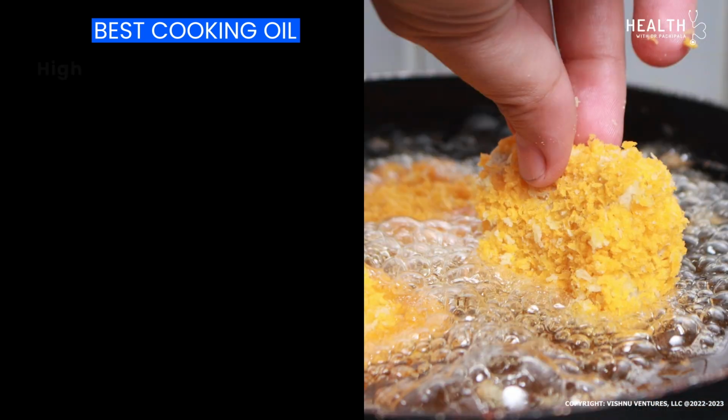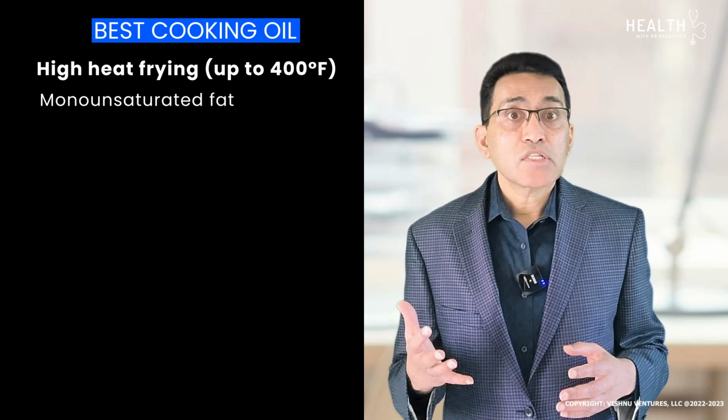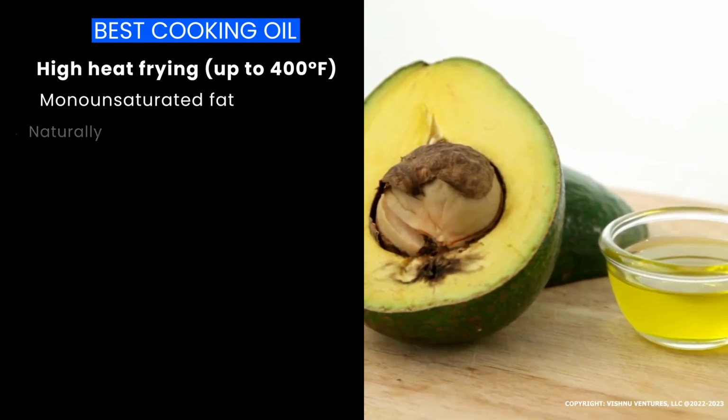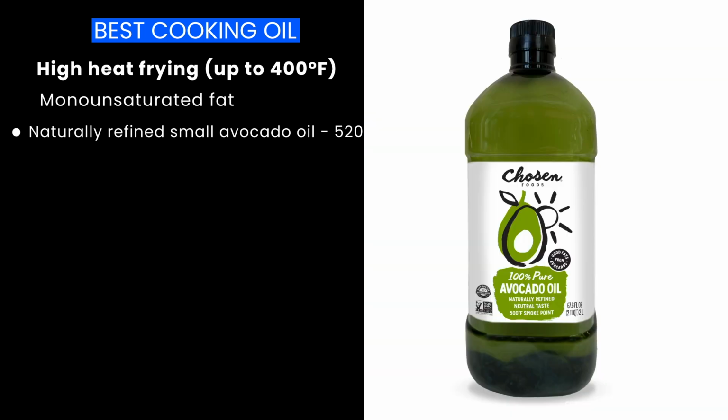In summary, the best cooking oil based on oxidative stability, antioxidant content, and smoke point is as follows. For frying up to 400 degrees Fahrenheit, consider these top choices for monounsaturated fat oils, which are considered healthy. My first choice is refined avocado oil with a smoke point of 520 degrees Fahrenheit. The one available with Chosen Foods is naturally refined without chemicals.